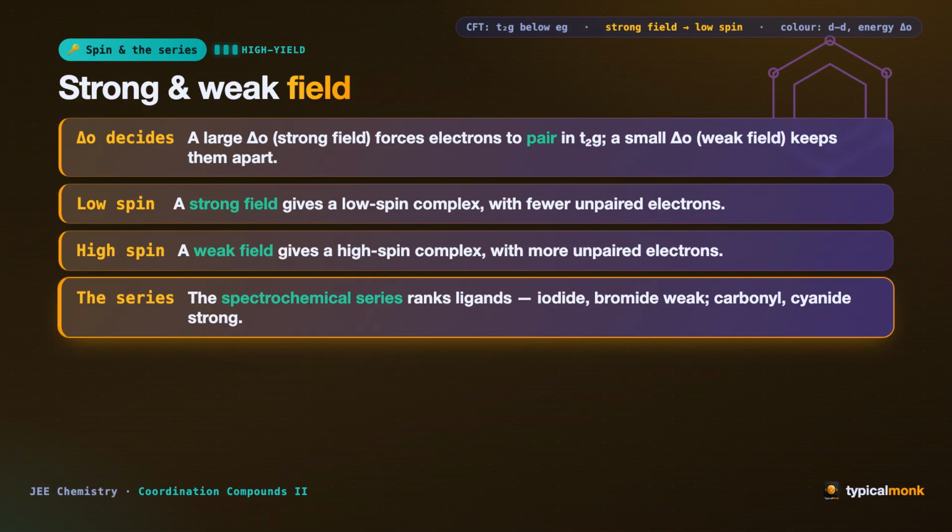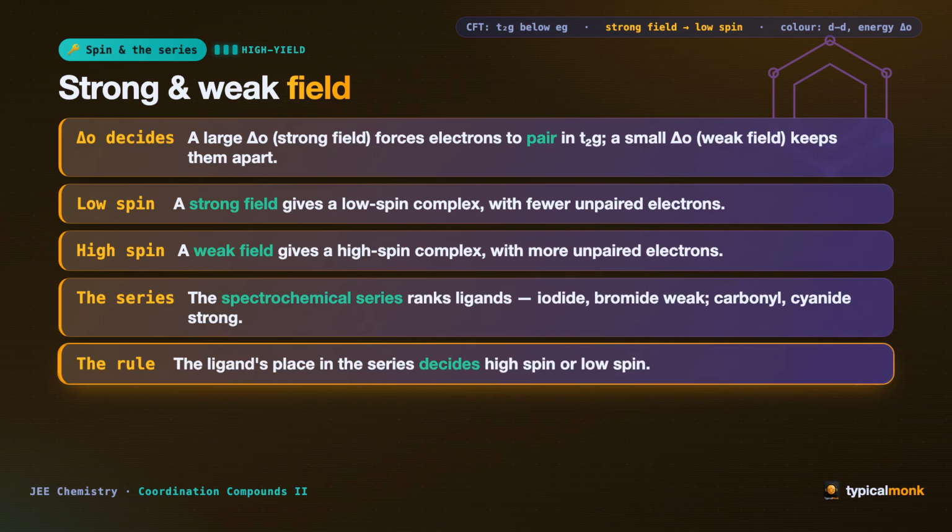The series. The spectrochemical series ranks the ligands by field strength. Iodide and bromide are weak. Carbonyl and cyanide are strong. The rule. A ligand's place in the series decides whether the complex is high spin or low spin.